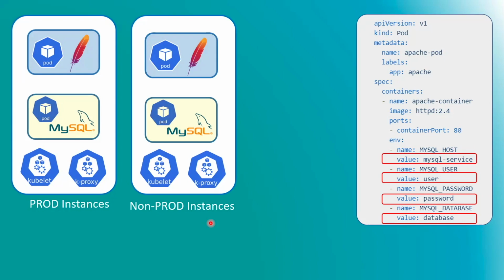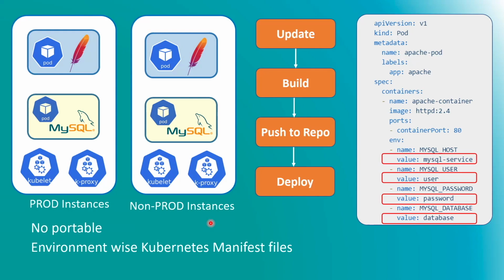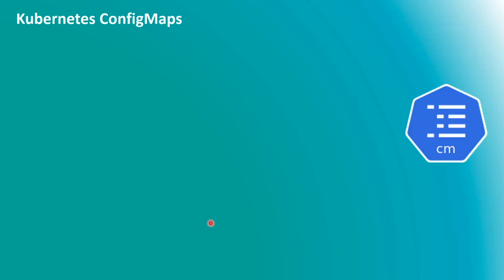Now let's assume I have to run a non-production environment in parallel. Do I need to maintain two different manifest files for that? Even if I change a small value in that manifest file, I have to first update it, then rebuild, create the image, push the container image to the repo, and then deploy again, which is not portable. I have to manage and maintain environment-wise Kubernetes manifest files. Then what is the solution? How can I externalize these configurations? The answer is Kubernetes config map.